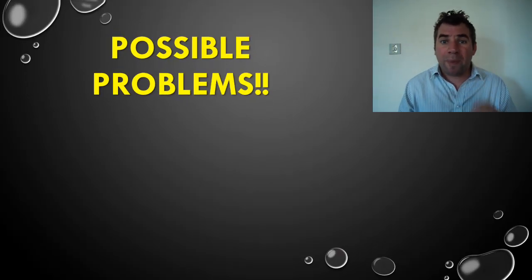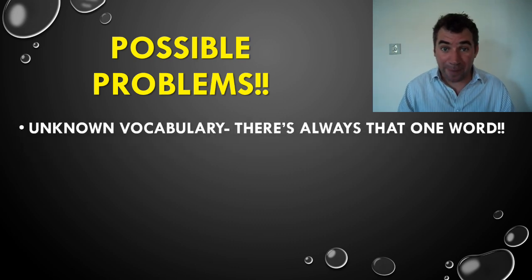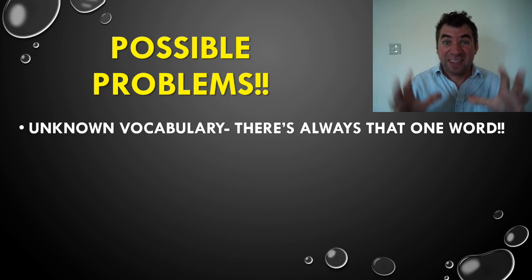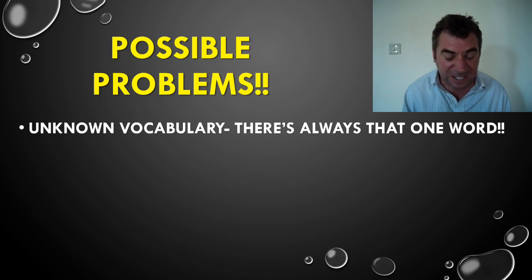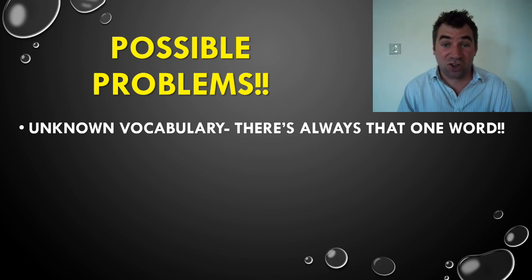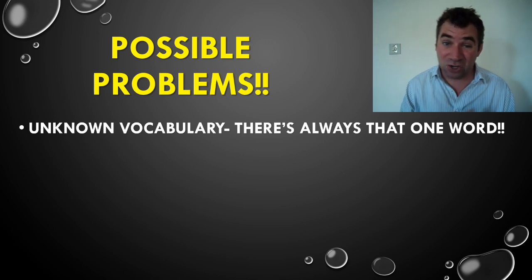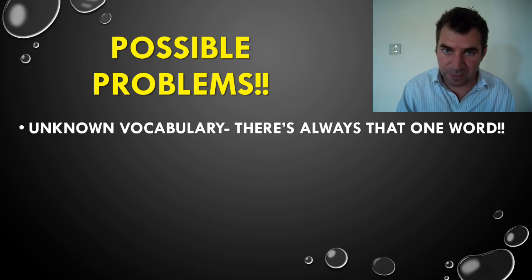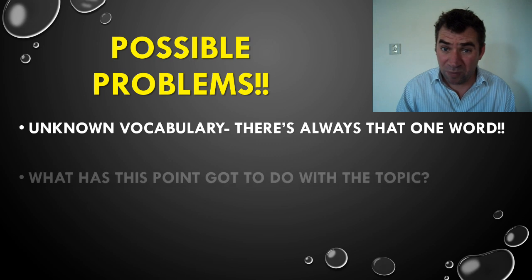So let's talk about possible problems you may encounter in this stage. Unknown vocabulary, and oh yes, let's face it, there's always that one word when you read your option, you're like, oh God, what does that mean? Best thing to do is just don't change the word, but you do need to try and figure out what it means. Is it a good thing? Is it a bad thing? What is it related to? And this is a problem in this part of the test. If there's 2 or 3 unknown words here, it does make it very difficult, to be honest. You just have to cope with them the best you can.